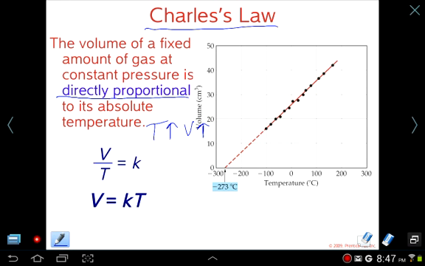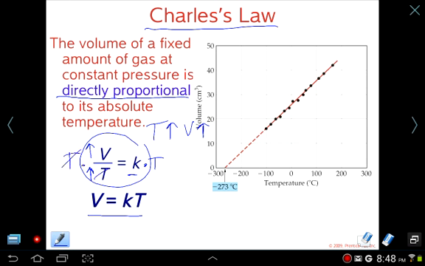And you can see mathematically, the relationship says V over T equals a constant. This again means if volume increases, the temperature must increase by the same amount to keep K a constant. Alternatively, you can write it as V equals K times T, by just multiplying T on this side and multiplying T out on this side is the idea.